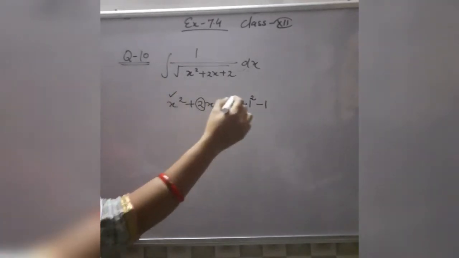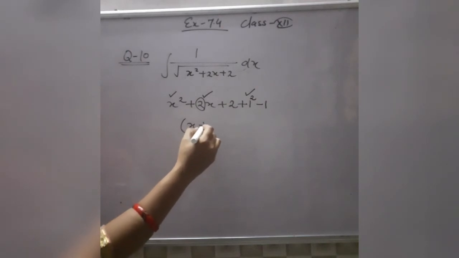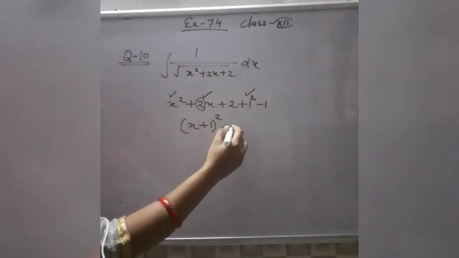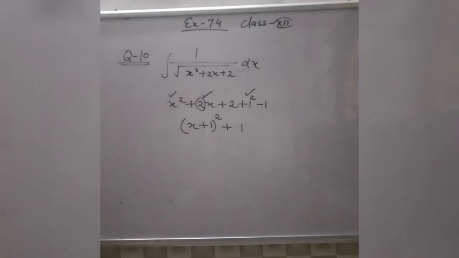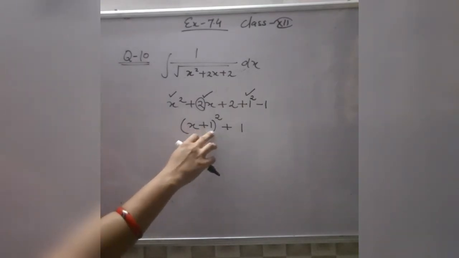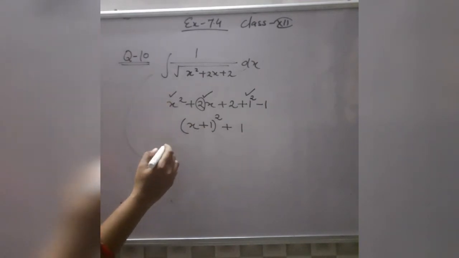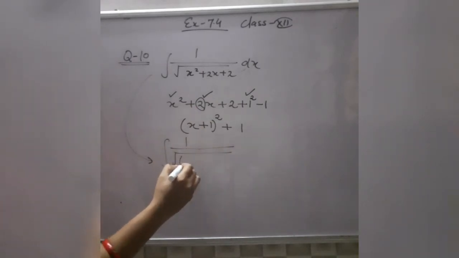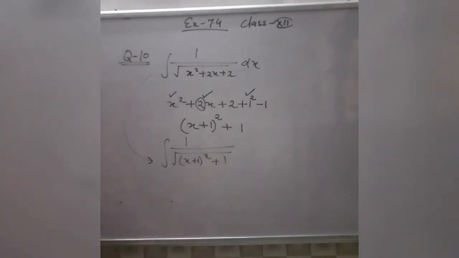Now it becomes a square plus b square plus 2ab. It can be written as x plus 1 whole square. Now 2 minus 1, it becomes 1. Means this complete quadratic equation x square plus 2x plus 2 can be written as x plus 1 whole square plus 1. So now using this step, the given statement can be written as 1 by root x plus 1 whole square plus 1 into dx.